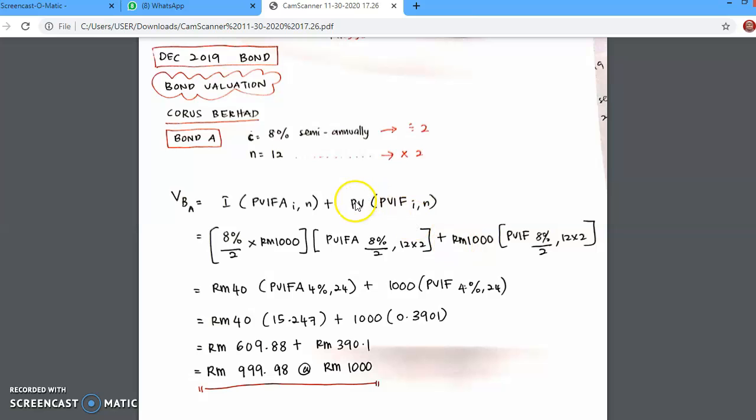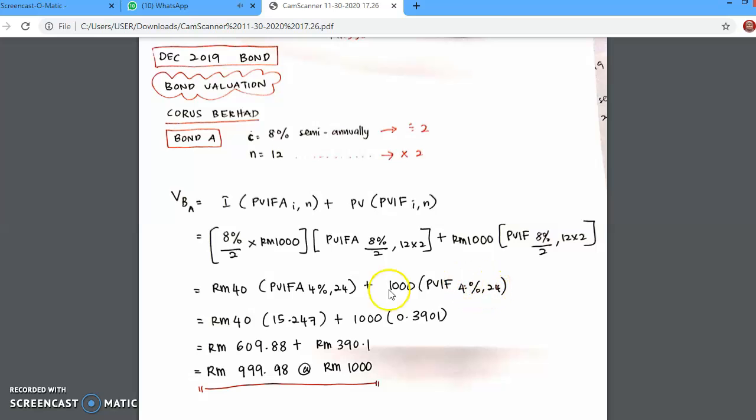And then plus this one, PV times PVIF. So RM 1,000 times PVIF, sama dekat sini, 8% divided by 2 and 12 times 2. Okay. So we calculate this one first, you will get RM40. Secara congak pun you boleh congak kan, 8% dari 1,000, 80 bahagi 2, 40 kan, right? And times PVIFA 4%, 24. Kenapa? 8% bahagi 2 you dapat 4, 12 darab 2 you dapat 24. Okay, tambah 1,000 times PVIF 4%, 24, the same.